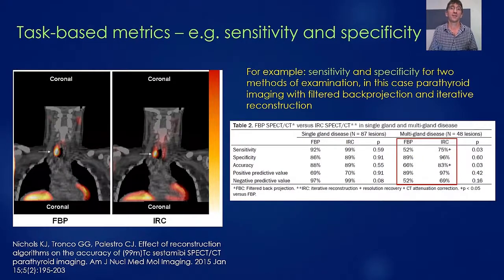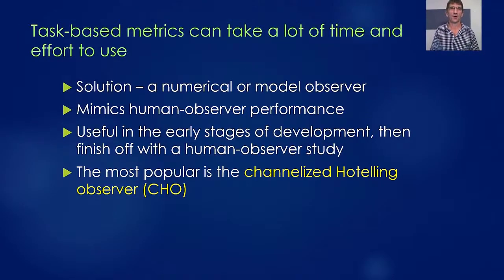But there are the standard ones, sensitivity and specificity, example here of your filtered back projection versus iterative reconstruction for parathyroid scans. And we are all quite familiar with the ideas of sensitivity and specificity. So these metric-based systems unfortunately can take a long time and a lot of effort to implement in your clinical investigations. So one of the solutions that's been touted is a numerical or a model observer.